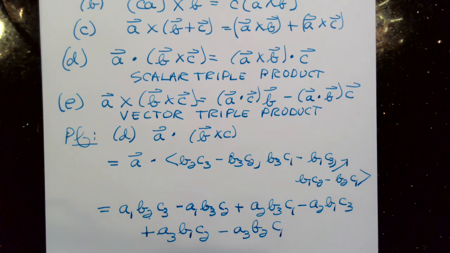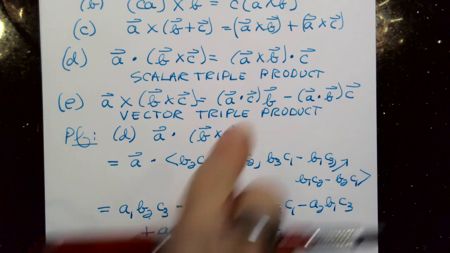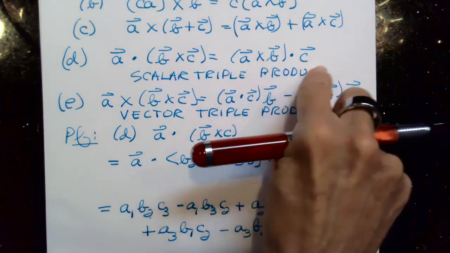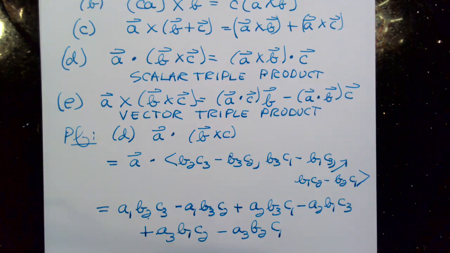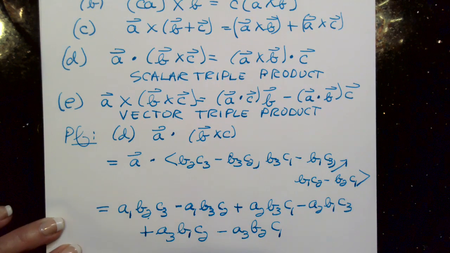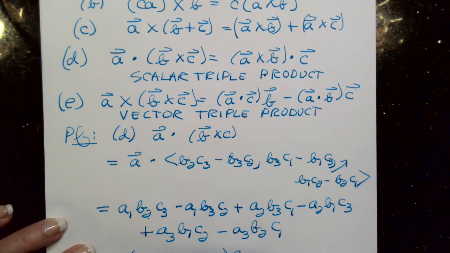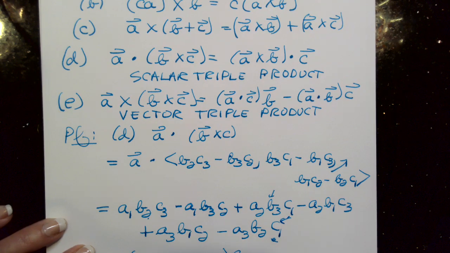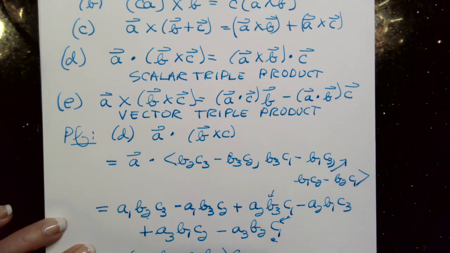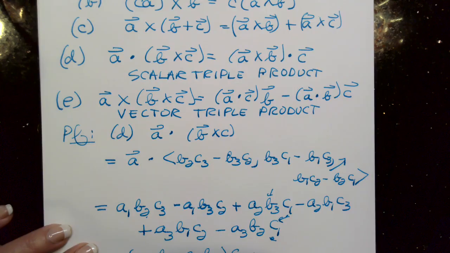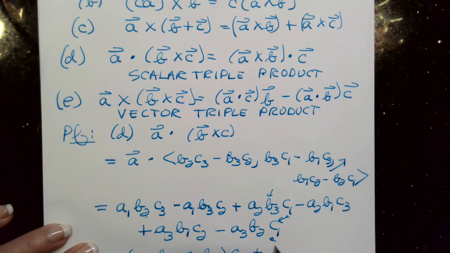Now that looks pretty messy, except that what are we trying to get to? We're trying to get a formula dotted with C. So I want to look at the factors, like what's times C1. The C1 term comes from right here and this one down here. I'm going to mark those. So if I factor out a C1, I have A2 B3 minus A3 B2. Oh, that looks familiar.